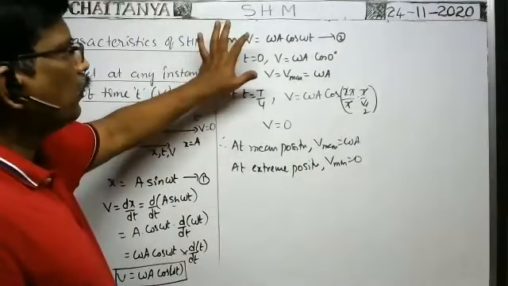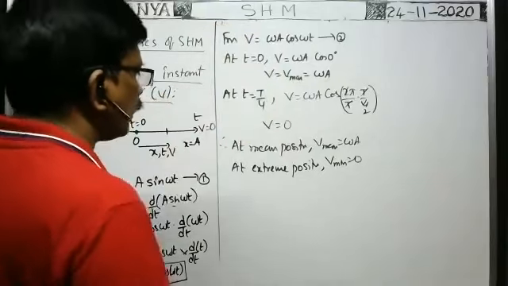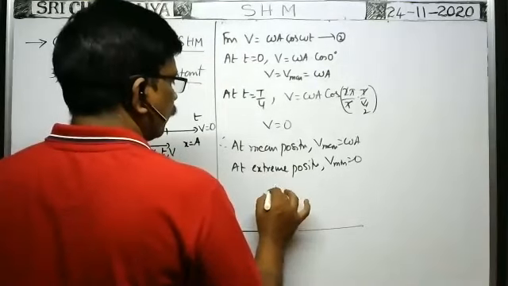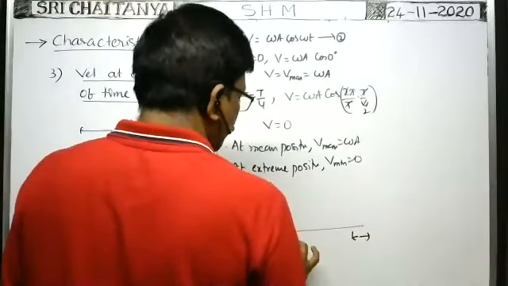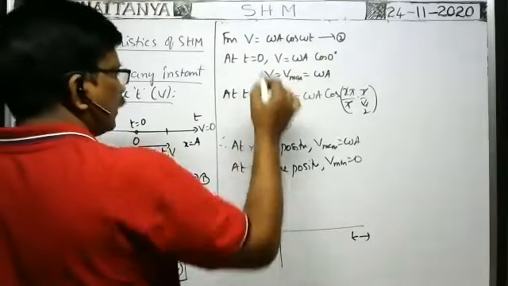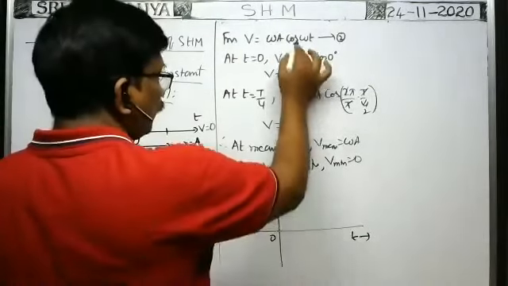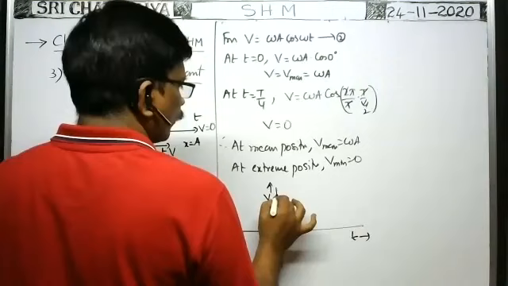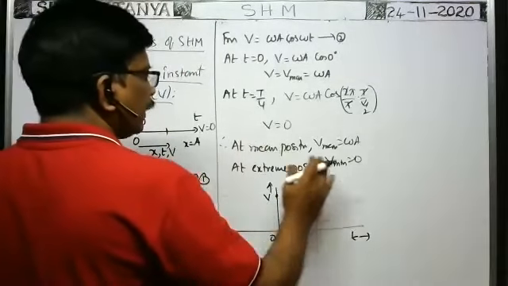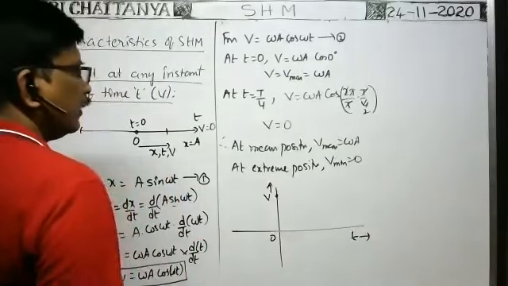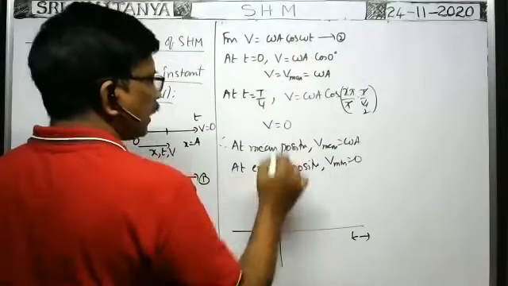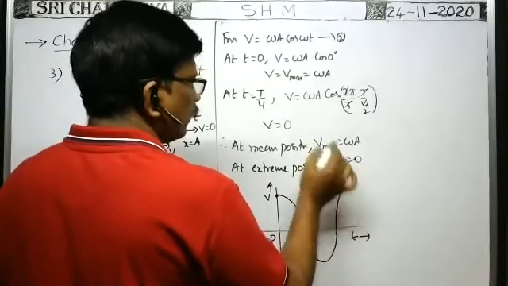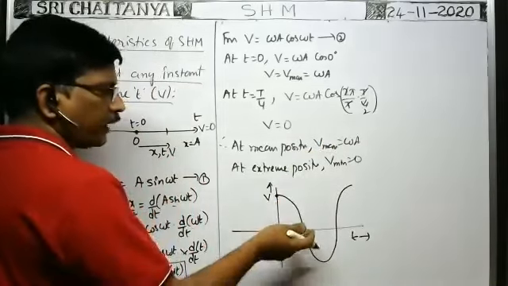So for this variation of velocity with time, how can we draw the graph? Suppose you draw the graph by taking velocity along the y-axis and time along the x-axis. At t is equal to 0, cos 0 is 1, so velocity is maximum. That's why v is maximum. When time increases, the velocity gradually varies with the cosine function, so we can draw the graph like this. Previously also, for x is equal to a cos omega t, we drew the graph like this only.